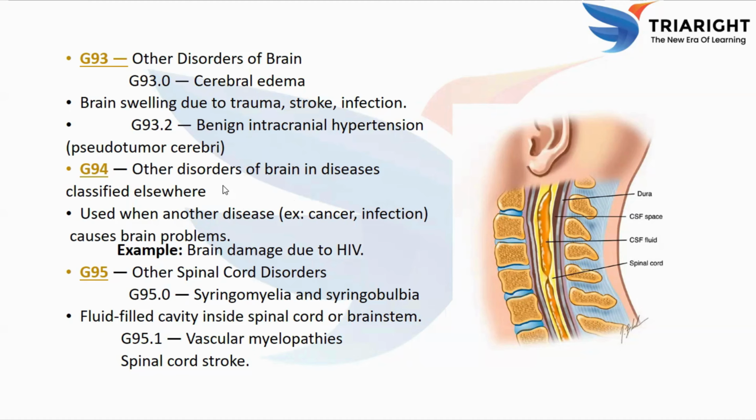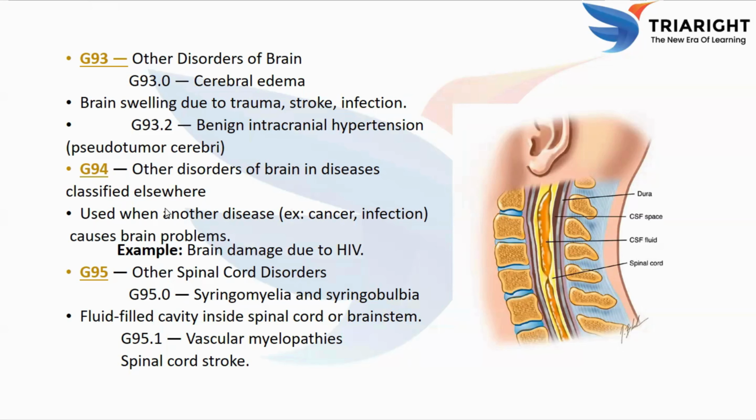For example, HIV infection, it causes the brain dysfunction, right? So when cancer is spread to the brain, it causes the neurological signs. So G94, it is not used as a primary diagnosis. It is only used along with another underlying disease code. Always it is used as a secondary code.